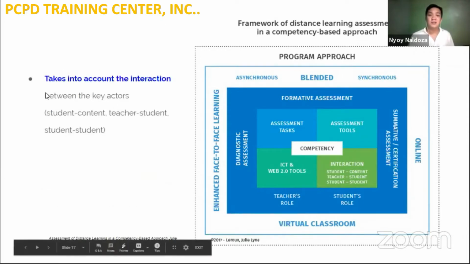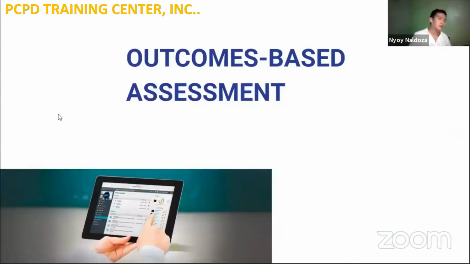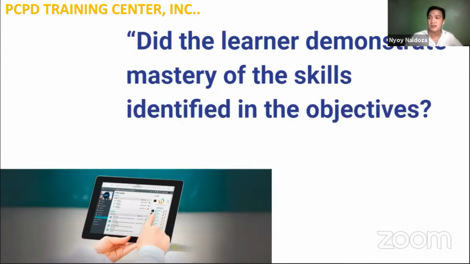Then the accountability of the key actors, whether it is student-content, teacher-student interaction, or even student-student interaction. Another one is outcomes-based assessment. To clearly define this, I want to go back to the essence of outcomes-based evaluation, wherein the general question would be, did the learner demonstrate the mastery of the skills identified in the objectives?